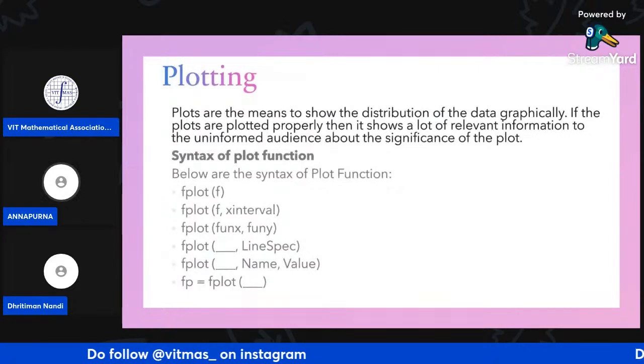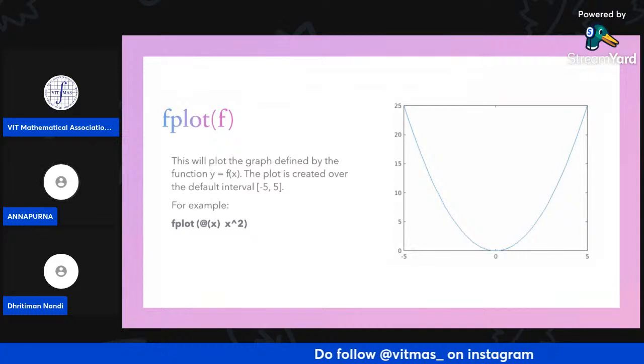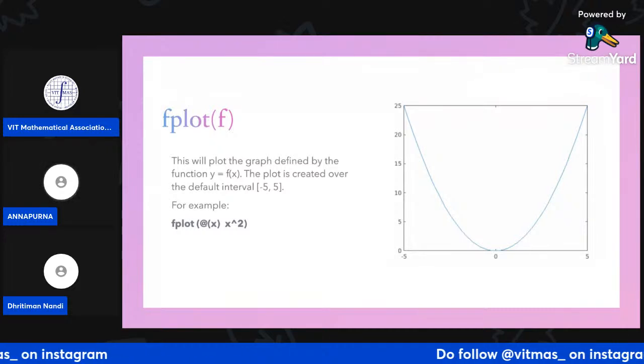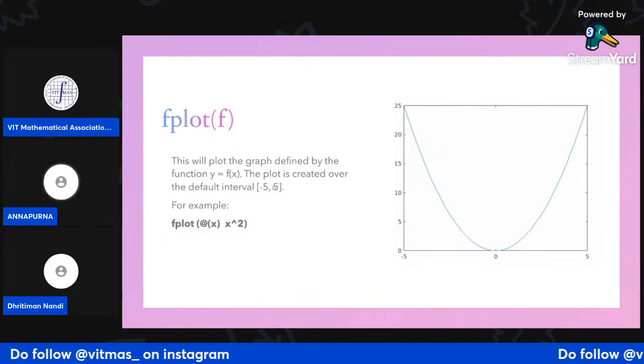And plotting is very important in today's session. Okay, so you have something called fplot. Instead of calling f of x, we write @(x), fplot(@(x) x^2), which means I'm calling the x square function. Cool. So you can see it has just taken its default values, and the default interval is -5 to 5.